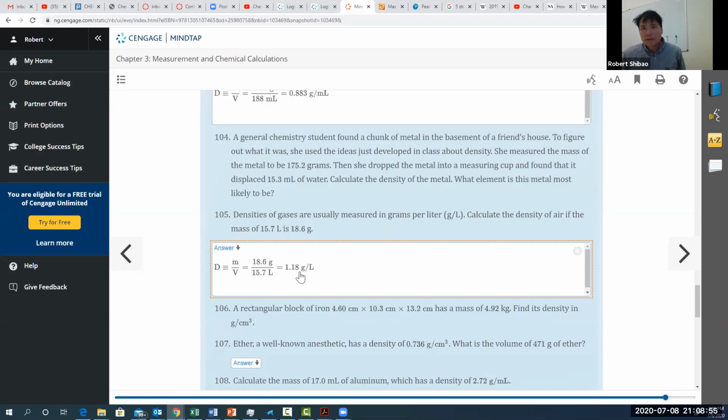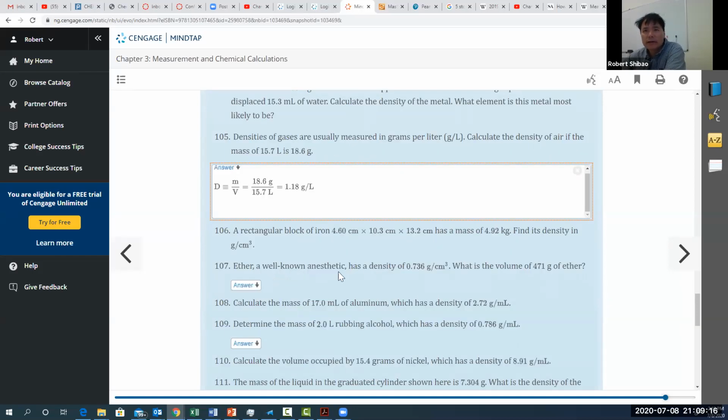If we did grams per milliliter, we'd have to move it 3 over. And so it would be 0.00118, which is a bit of a hassle to say. So grams per liter is easier, or milligrams per milliliter would be easy as well.